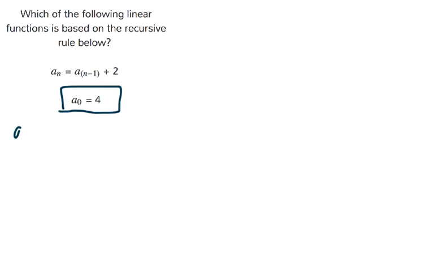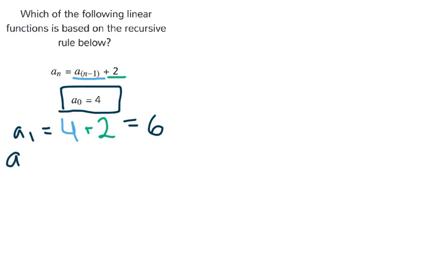So let's go ahead and start by finding a sub 1. A sub 1 is going to be equal to a sub n minus 1, so if we're looking at a sub 1 minus 1, that is just a sub 0, and we know that a sub 0 is 4, because we're getting that from our value right before this. And then the next part is we just add 2, so 4 plus 2, and we get a sub 1 equals 6.